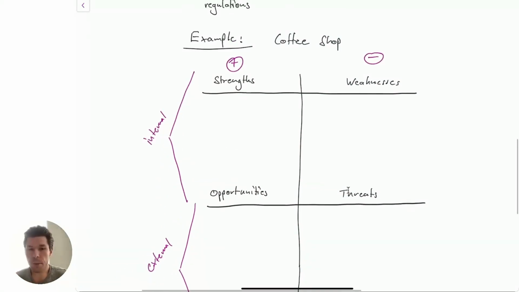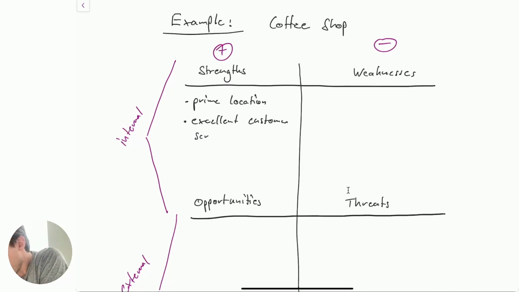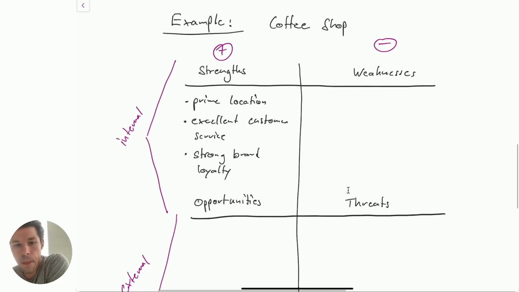If we look at a coffee shop, some internal strengths could be the location, prime location of the store, could be excellent customer service, well-trained baristas, and then strong brand loyalty, for example, and a good reputation for quality coffee, for example.